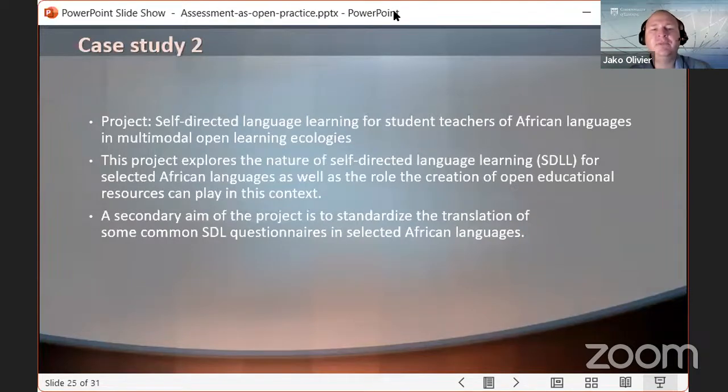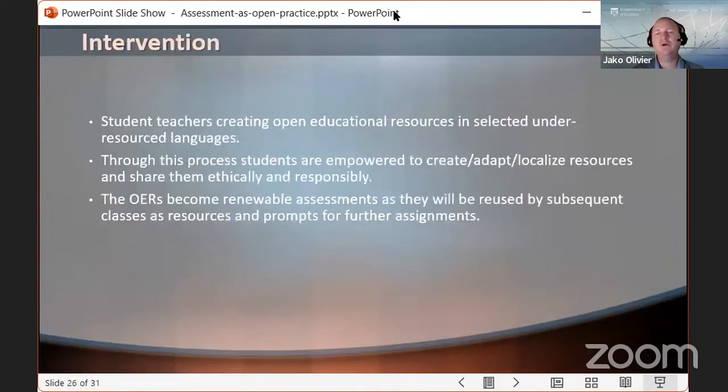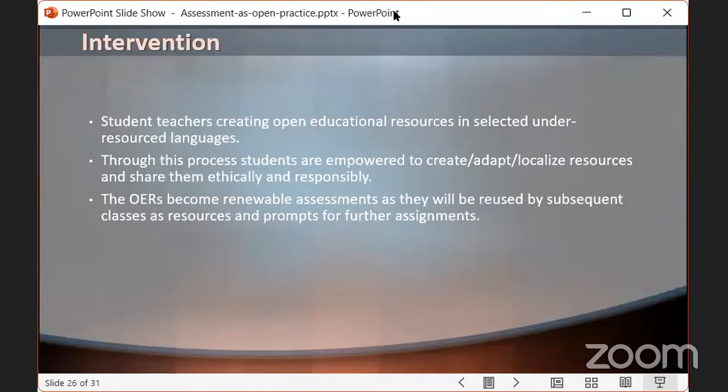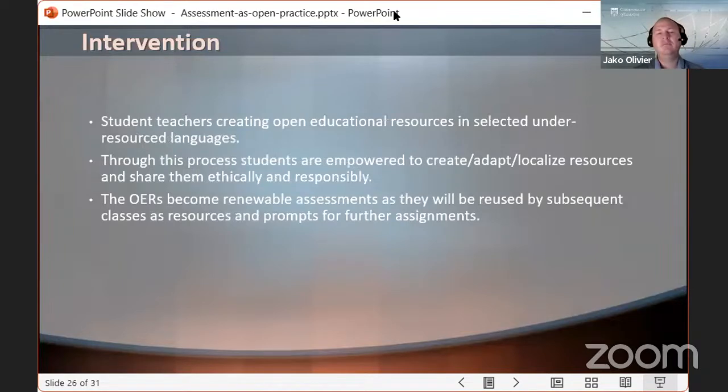The second case study was specifically in African languages. So sorry, these are two language examples, but you can use the same, like the videos can be done in any subject. In this case, our aim was to create texts, and this was specifically comprehension tests, texts and questions by the student teachers in under-resourced languages. But there was, again, that additional element that came in.